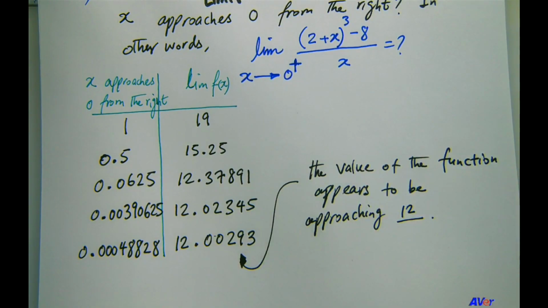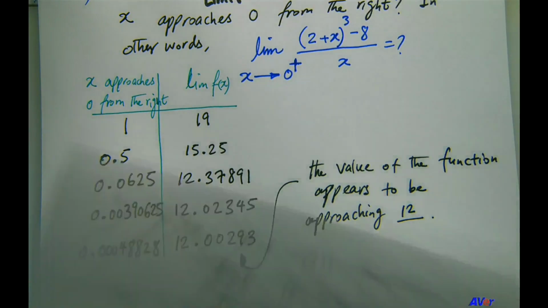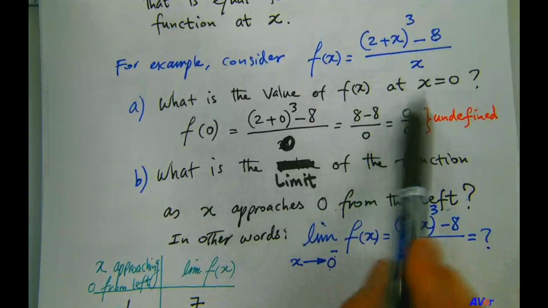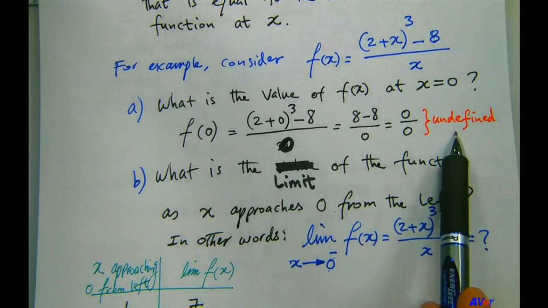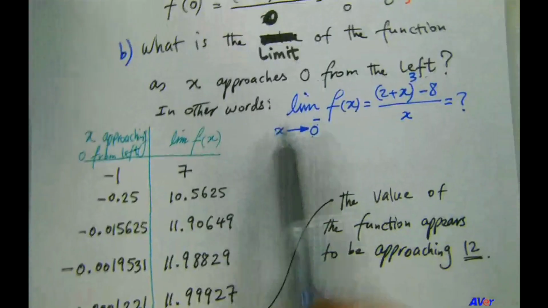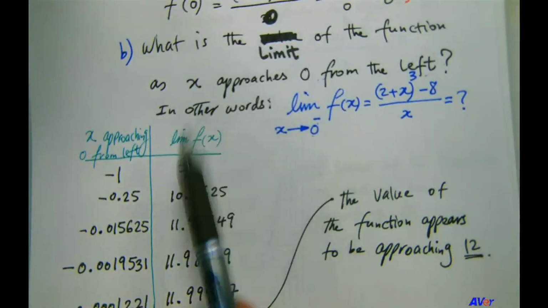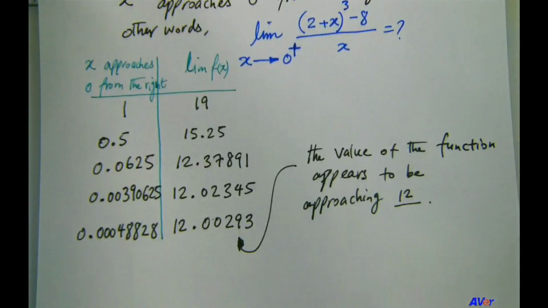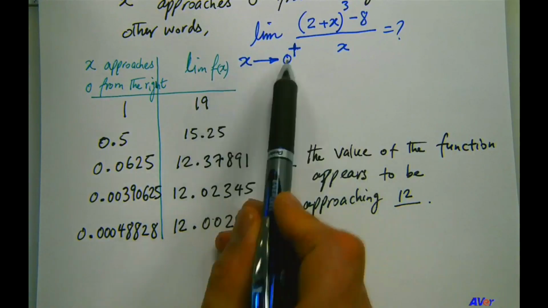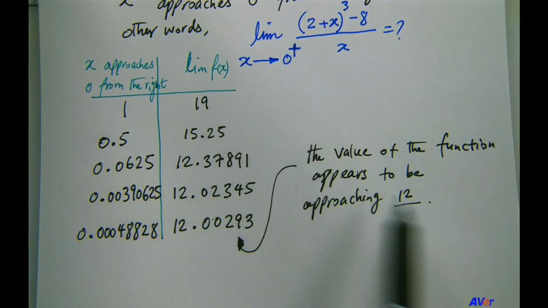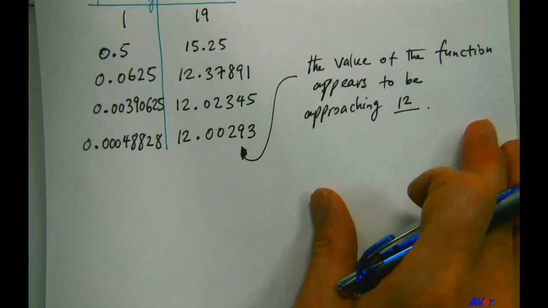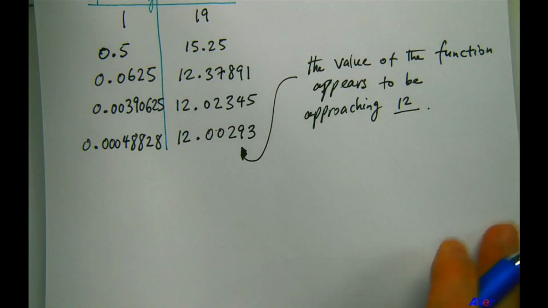So what is the result of these 3 analyses that we did? We looked at the value of the function at x equals 0. It was undefined. We figured that the limit of the function as x approaches 0 from the left was 12. We just figured out the limit of the function as x approaches 0 from the right is 12. So this is the final result.